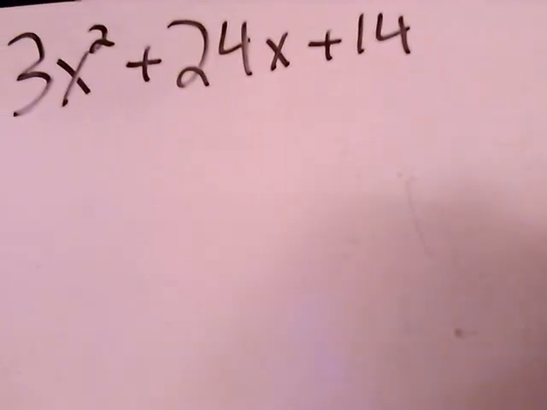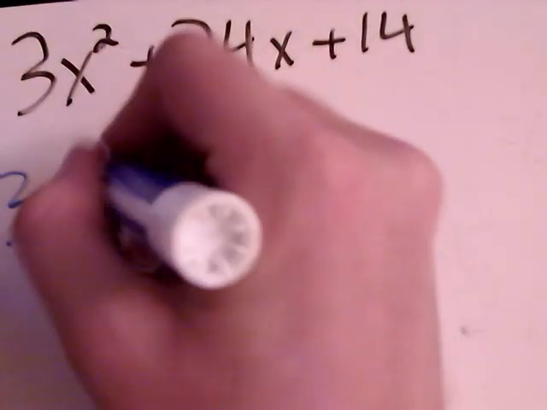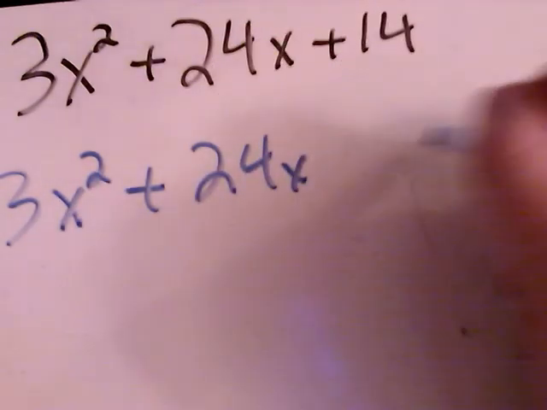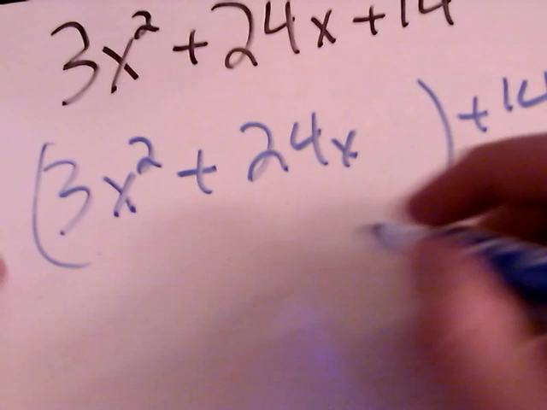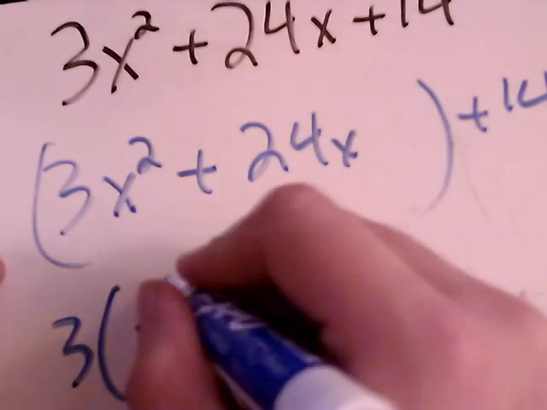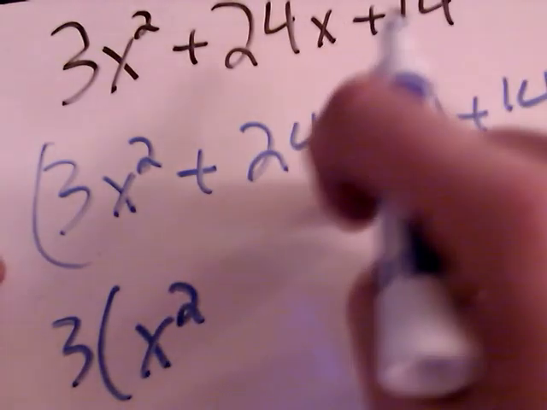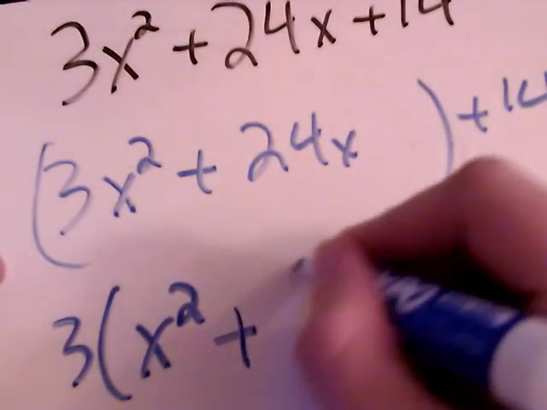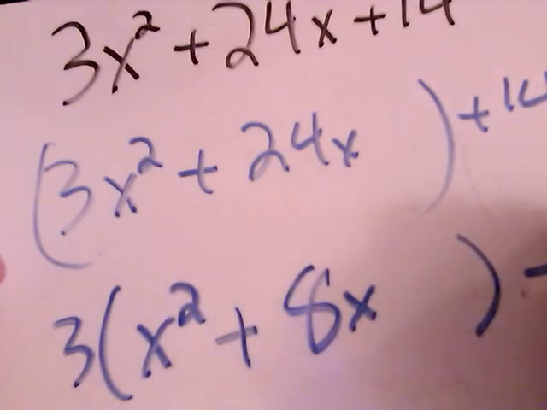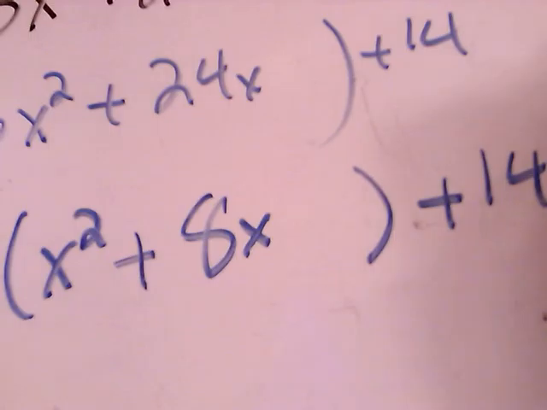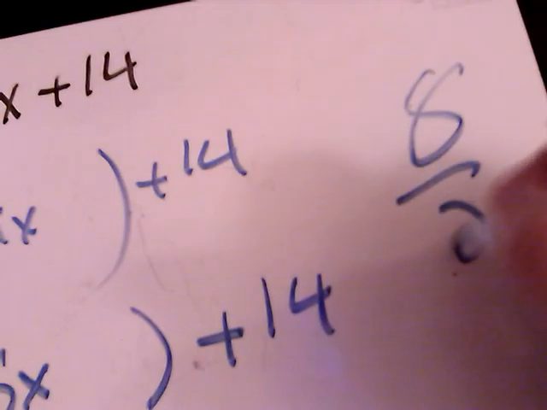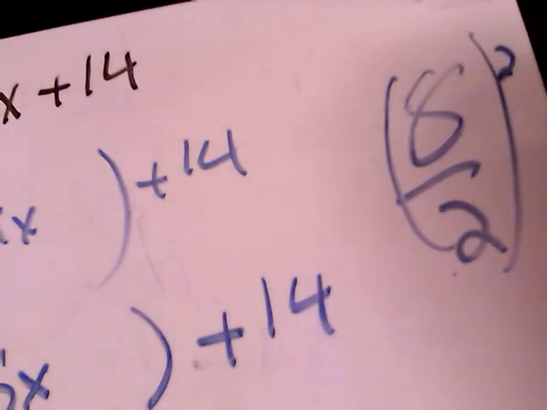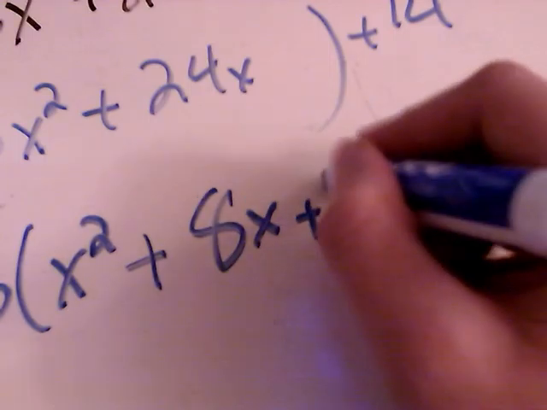3x squared plus 24x plus 14. So remember, we do the same thing we did before, split it up. So, you look in the first one, I want to take out that 3. So an x squared remains, and then 24 divided by 3 is 8x. So I look here, now my b value is 8. So then I take 8 divided by 2 and get 4. And 4 squared is 16.